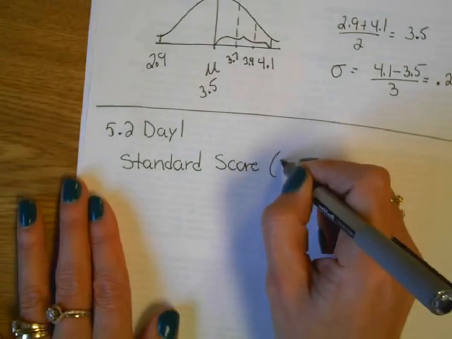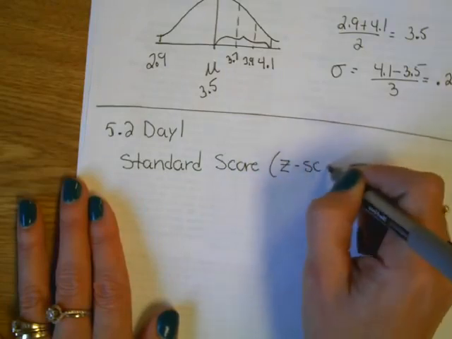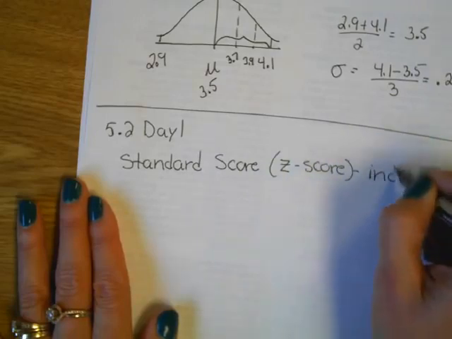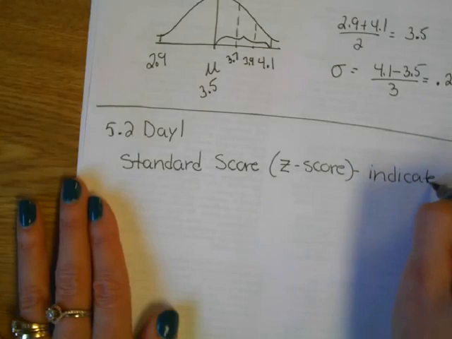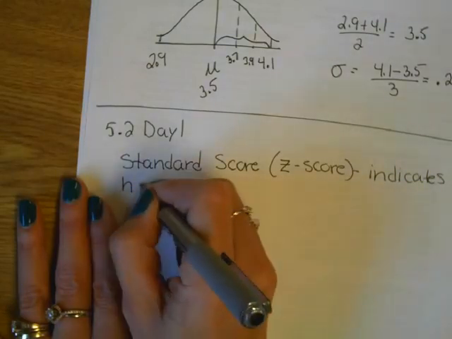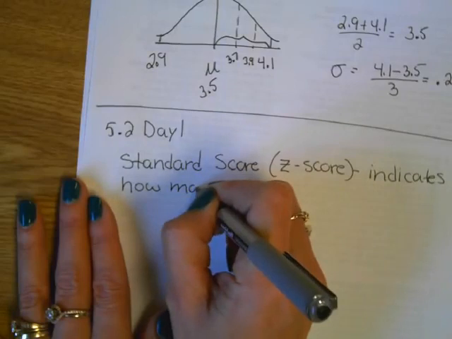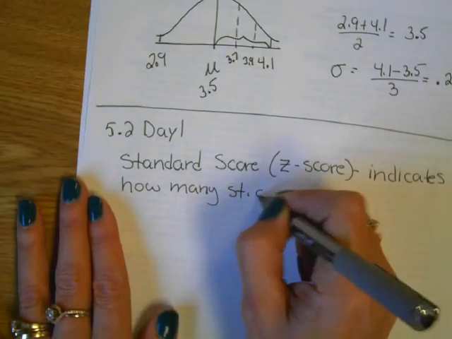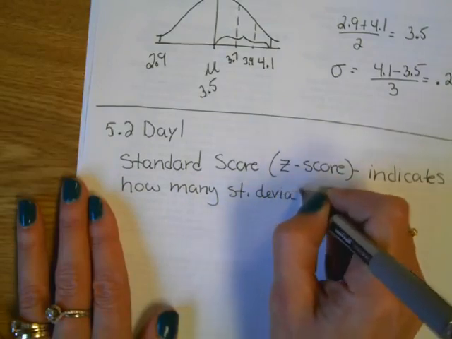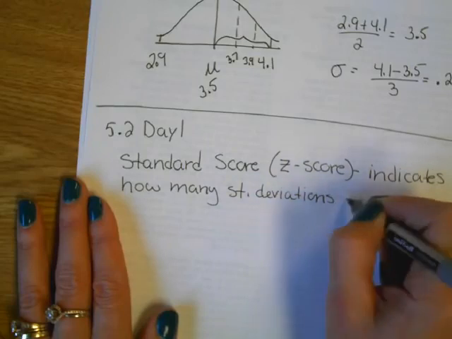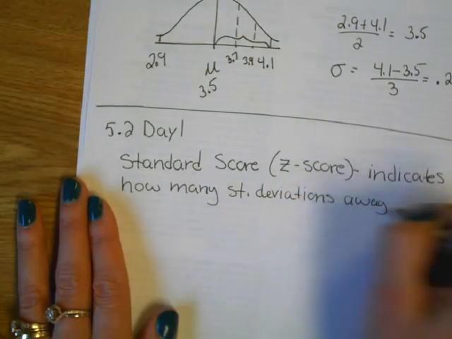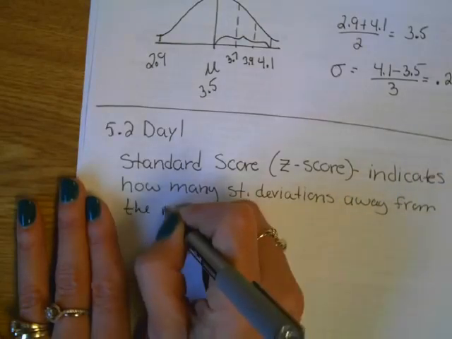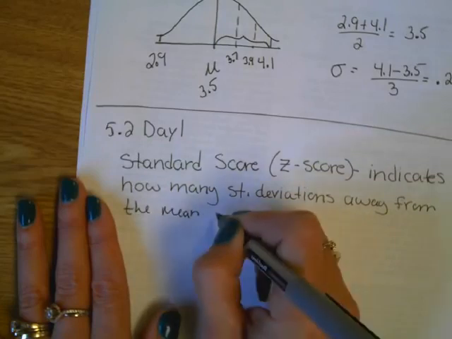Standard score is a z-score. It indicates how many standard deviations away from the mean that a value is.